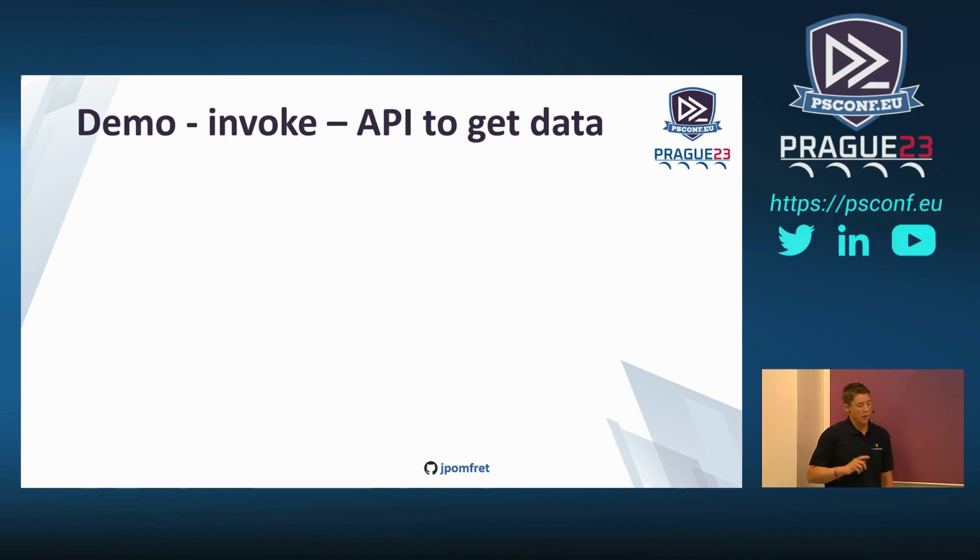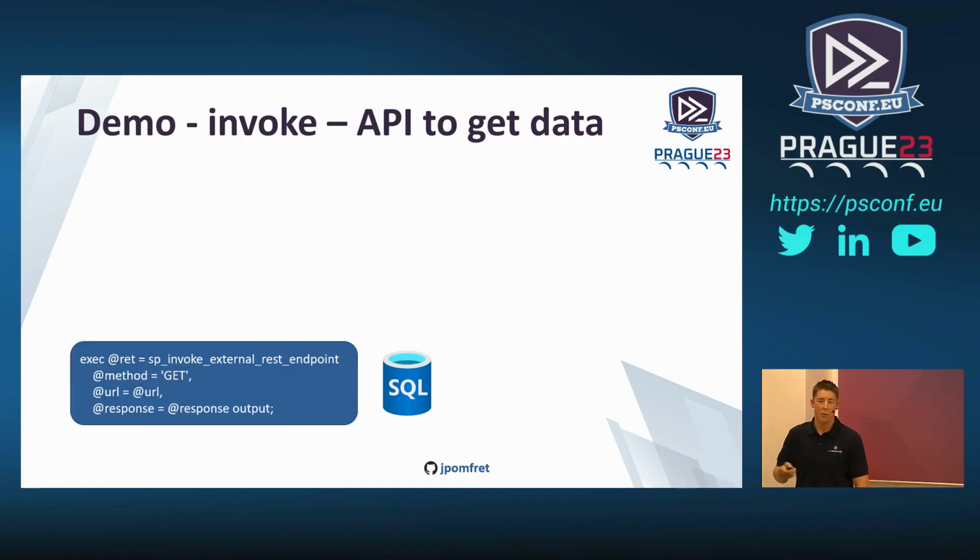Okay, so let's talk about the first demo we're going to do, and we're going to use that API management tool. I've got my Azure SQL database, and I've got the ability to call that endpoint from sp_invoke_external_rest_endpoint. I'll pass in some parameters: this is going to be the GET method, a URL, and then I'm going to get a response.